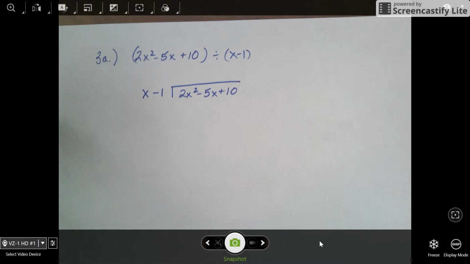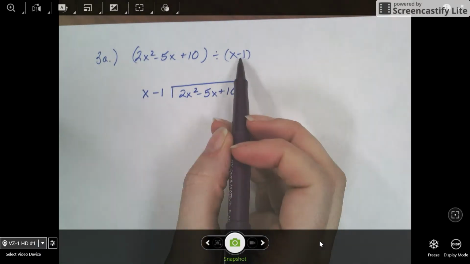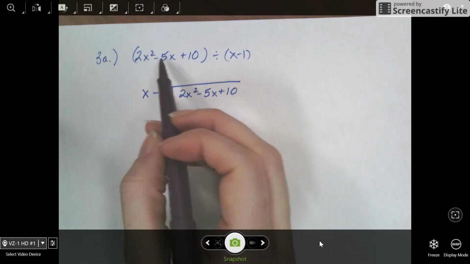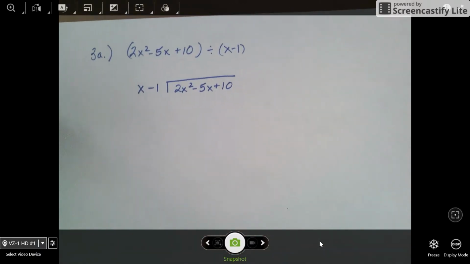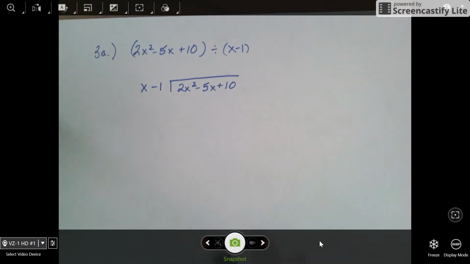All right, this is long division 3a. So if you notice on the original test, the problem was already set up for you. The focus of this problem really is to determine whether or not x minus 1 is a factor of this polynomial. And in order to do that, we have to divide. So I'm going to divide first, and then we'll talk about whether or not it's a factor.